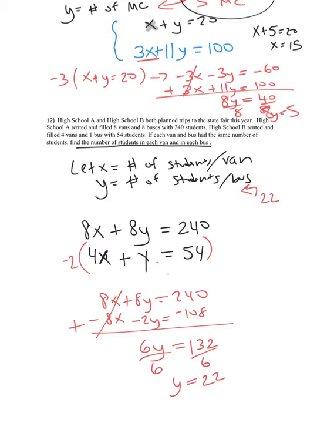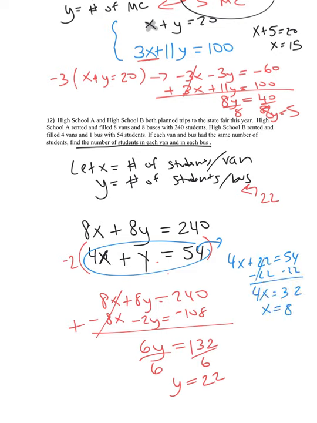And then I'm going to plug into either equation, it doesn't matter which. I'm going to choose this one because it's easier. I'm going to say 4x plus 22 equals 54. Subtract 22, 4x equals 32, x equals 8. So there were 8 students in each van.